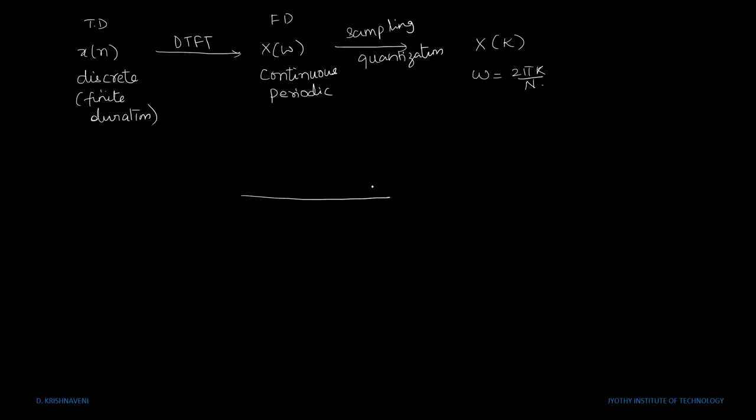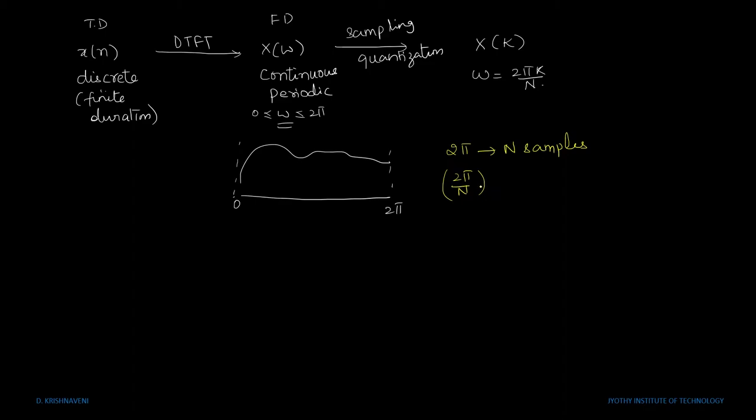What does this actually mean? Your X of omega is a continuous signal, and let us say it is periodic. I am showing you just one period. Now, in this continuous periodic signal X of omega, omega is going to range from 0 to 2 pi. So from 0 to 2 pi, let us say I have taken one cycle. So what we are doing is we are taking the samples of this continuous signal. At what intervals are we taking them? Now this period is 2 pi, and in this 2 pi period, we want N samples. So every 2 pi by N interval, we are taking one sample. Or in other words, we write it as 2 pi k by N.